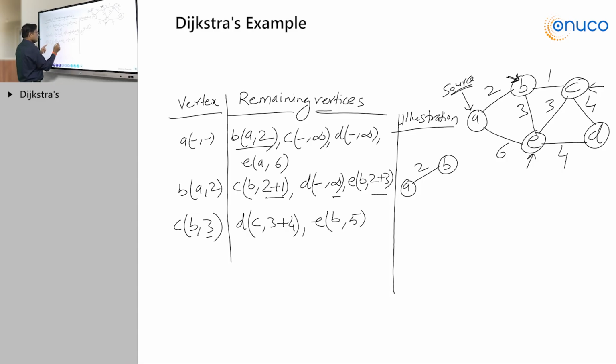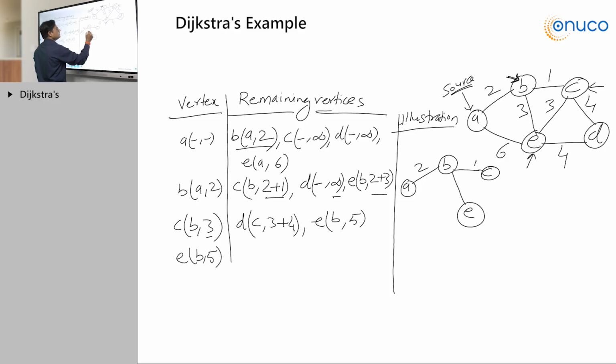Among these, 4 plus 3 is 7 and here is 5. Of course, 5 is lesser. So we are going to take E, B, comma 5. And of course, we have not joined it. So it was 1. Now B to E we have done, that distance is 3.